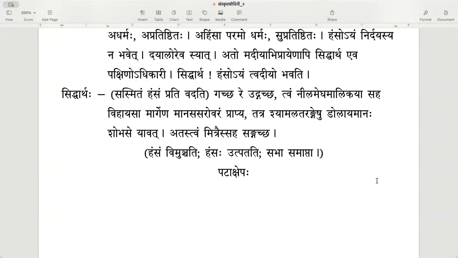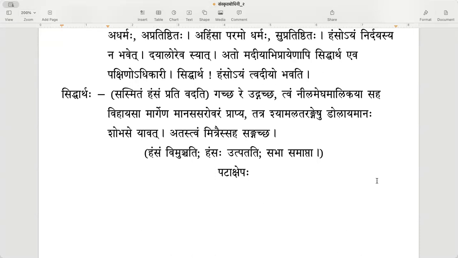Gachare re udgaccha tvam neelamegha malikaya saha vihayasa margena manasa sarovaram prapya tatra shyamala tarangeshu dolayamanah shobhase yavat. So go fly, O swan, go fly, tvam neelamegha malikaya saha. Neela Megha Malika, the row of dark blue clouds. So along with the dark line of clouds, vihayasa margena, through the path in the skies, manasa sarovaram prapya, having reached the lake of Manasarovar, tatra shyamala tarangeshu dolayamanah, there in those shyamala waves.